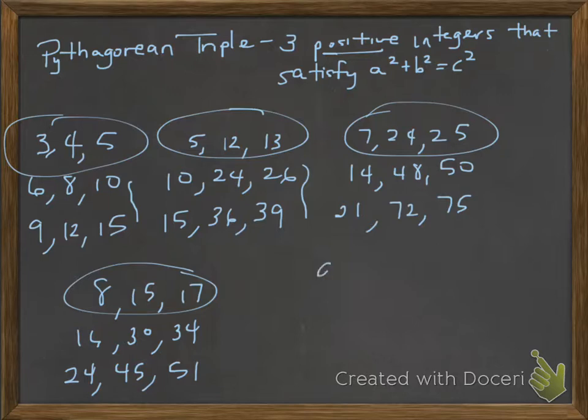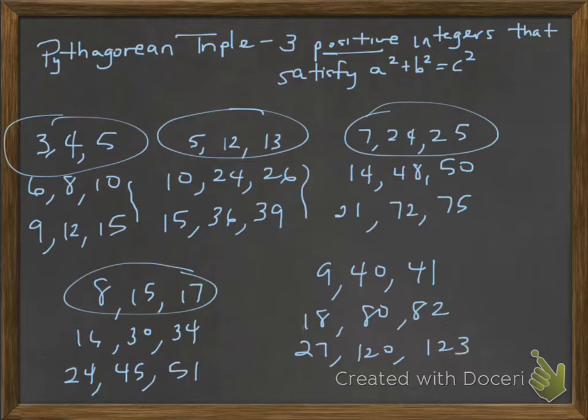Last but not least, you have 9, 40, and 41. And you multiply by 2, you get 18, 80, 82. And 27, 120, and 123. Okay, so those are all Pythagorean triples, and it's kind of like a family tree. The 3, 4, 5 basically creates these 6, 8, 10, 9, 12, 15, and so on and so forth.